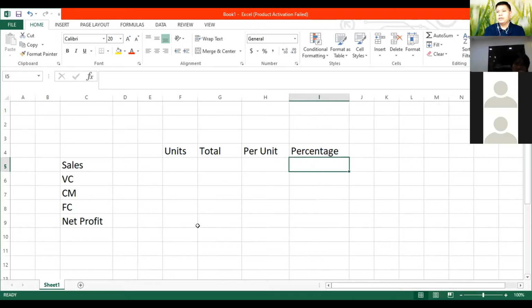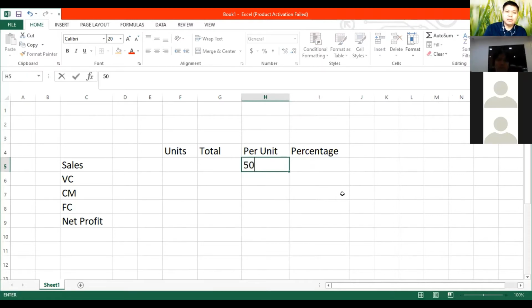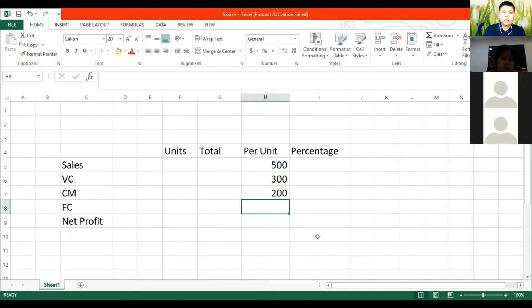Okay, let's put it here. Okay. Magkano yung ano natin kanina? Yung selling price per unit natin. Is it 500? Selling variable cost per unit is 300. Then therefore your per unit contribution margin is 200. Ilang units kanina yan? 500 ba? Or 400? 400. So this is 400.